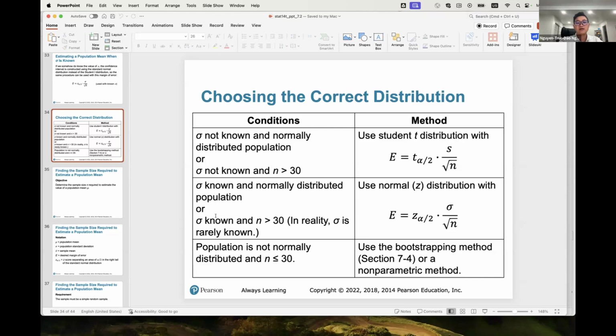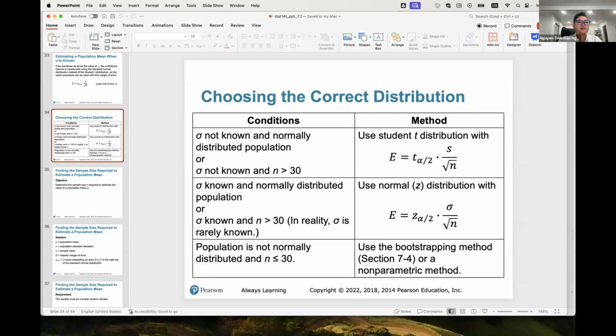And please remember the second case, if n is greater than 30, in reality sigma is rarely known, so we can use the second formula in reality. And when the population is not normally distributed and n is less than or equal to 30, you can use the bootstrapping method. So this is what we are gonna do now. I'm gonna give you an example for this method, and then we can understand how to use the bootstrapping method. Okay.